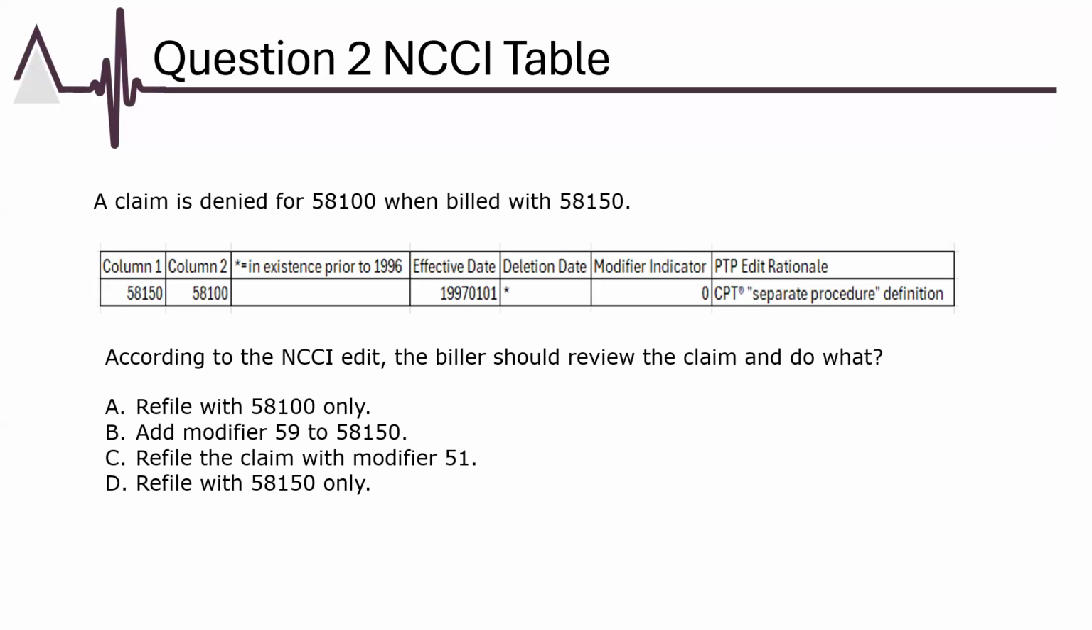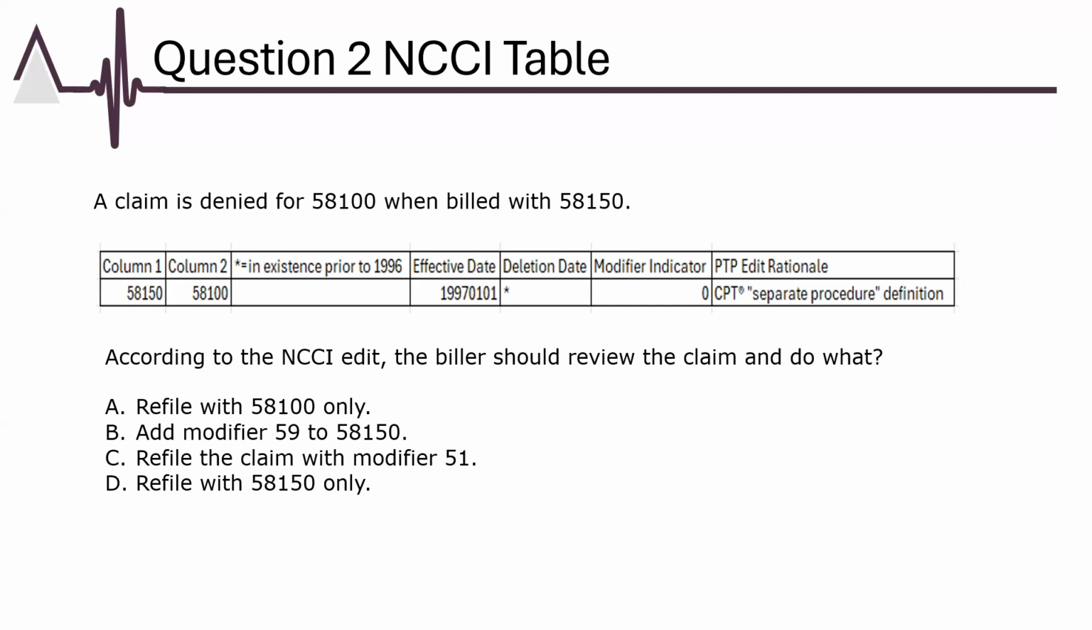Question 2. In this example, you will see a snippet of the NCCI PTP edits table, similar to how the actual CPB exam is set up. A claim is denied for 58100 when billed with 58150. According to the NCCI edit, the biller should review the claim and do what?